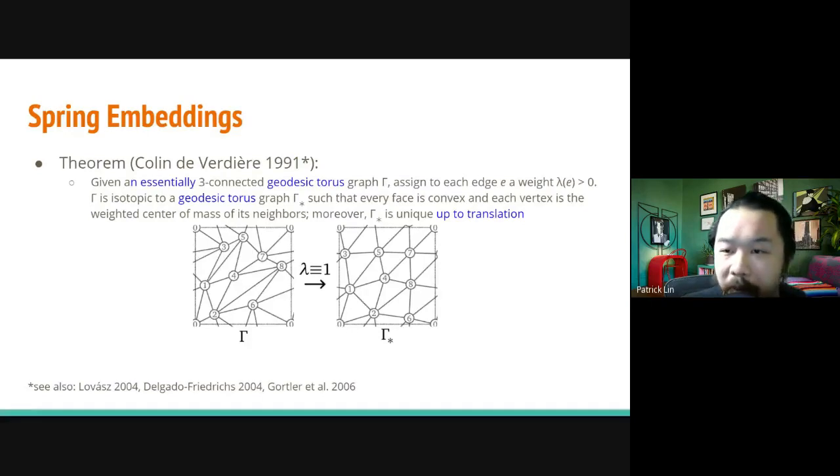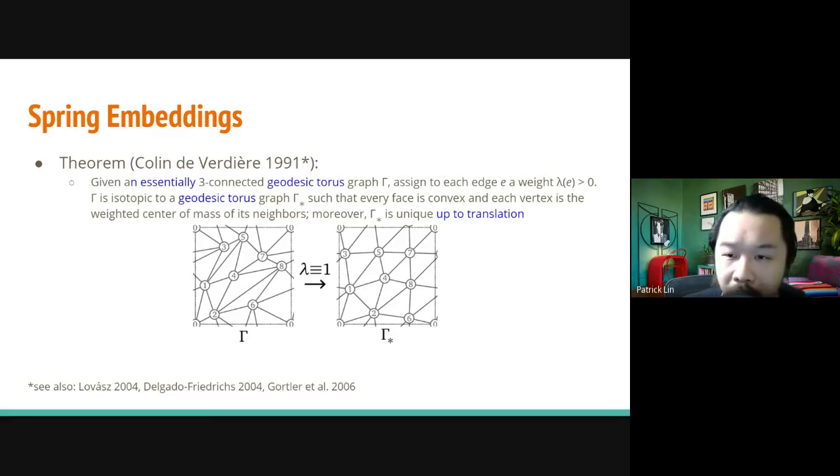But because this paper was in French and it was kind of buried in a math journal, nobody knew about it for many years, and so it got rediscovered a few times in the 2000s. Oh well, so it goes. But we will be making use of this generalization.